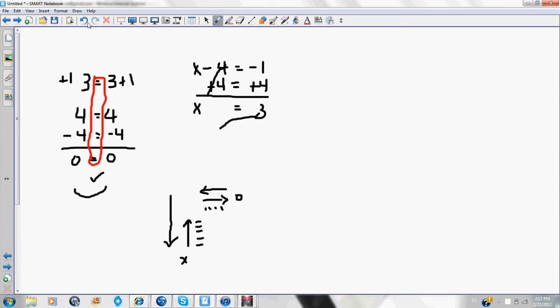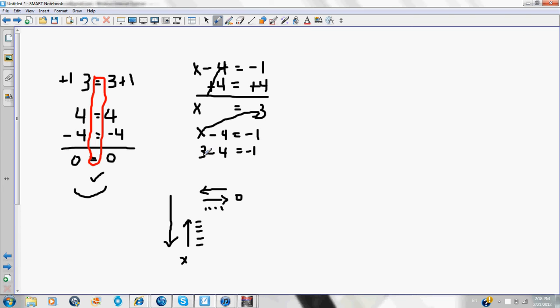Now then, it's important that you go back to your original equation and take the original equation. You write x minus 4 is equal to negative 1. And we're saying x is equal to 3. So we're going to take that 3 and put it in for x. So we put 3 minus 4 is equal to negative 1.